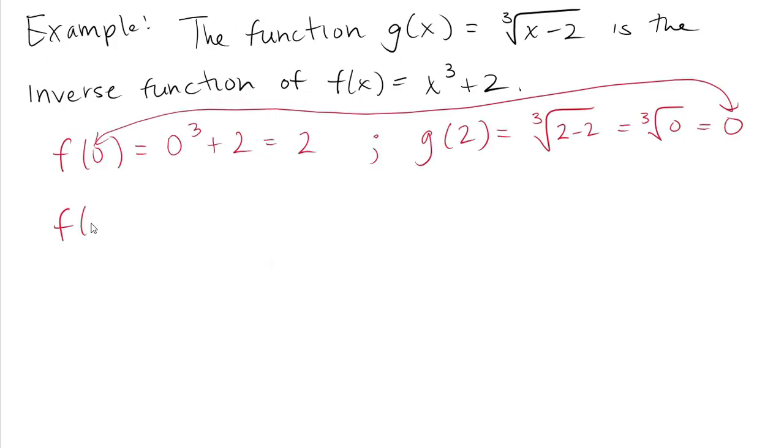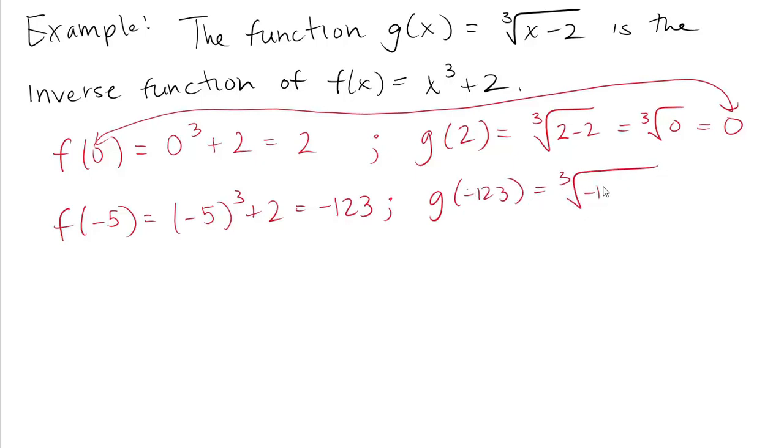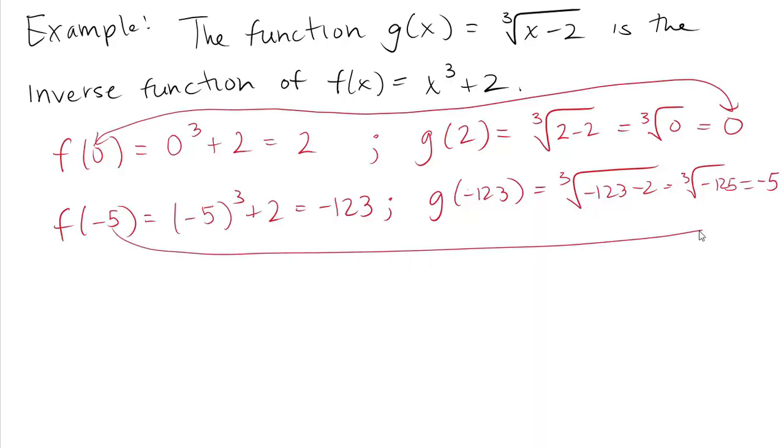Let me do f of negative 5 just to be a little bit daring here. So that's negative 5 cubed plus 2. That's negative 123. Now I plug negative 123 into g, and I get the cube root of negative 123 minus 2, but that's the cube root of negative 125, which really is negative 5, and I'm right back to where I started. These two things match. It has to work in the other order too.